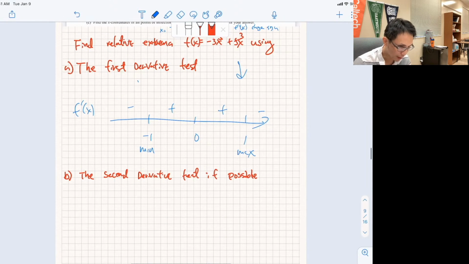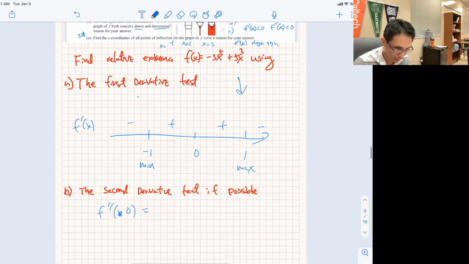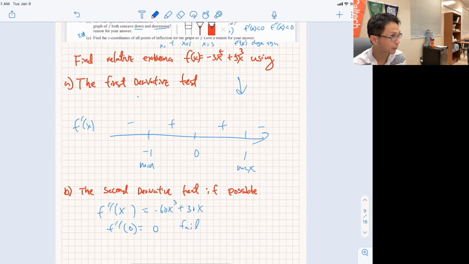But how do you test with the second derivative? So what happens is you plug in 0 here. If you plug in 0 on the second derivative, you'll find out it's 0, so it fails the test. It's inconclusive. Therefore, it's not a maximum or minimum in this case.